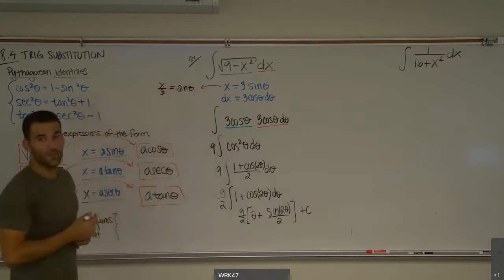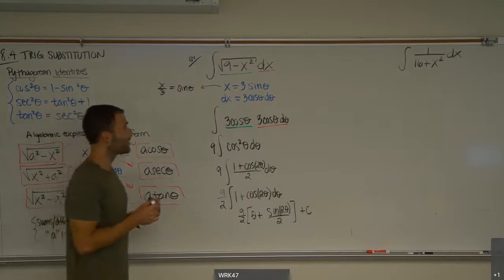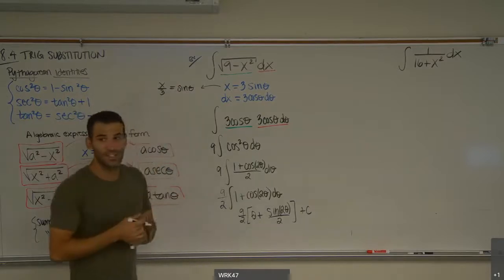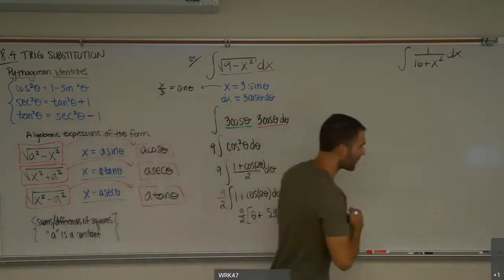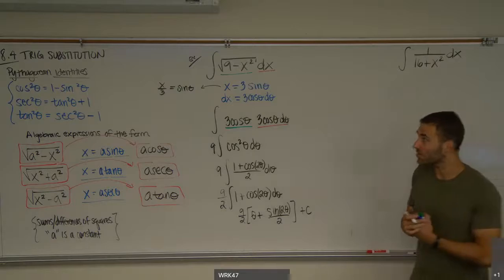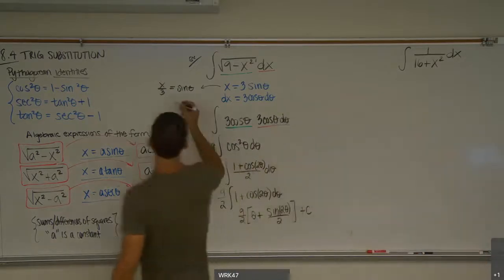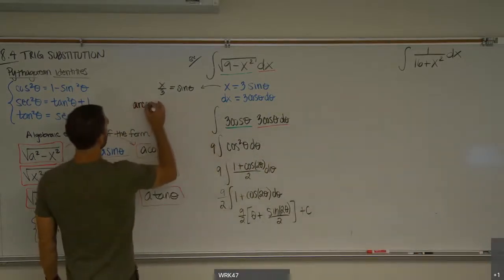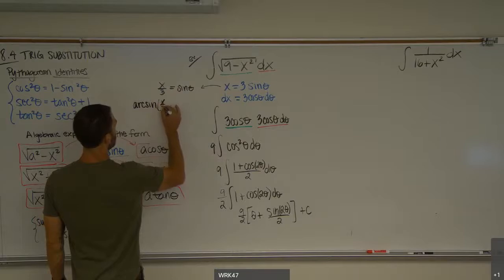And then to solve for theta, sine is a function, right? It's not a number. We don't divide both sides by sine. We would need to take its inverse function. So remember back to Calc 1, we talked about inverse trig. And so we would need to take inverse trig of both sides. And so we would have arc sine of x over 3 is theta.